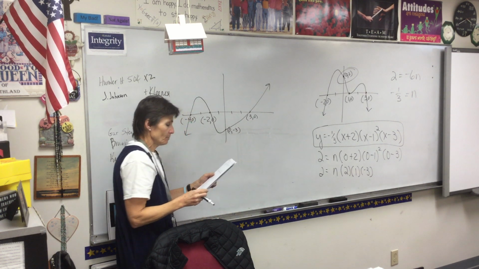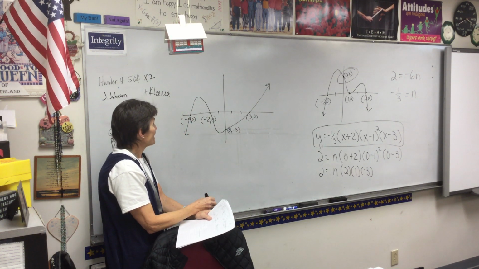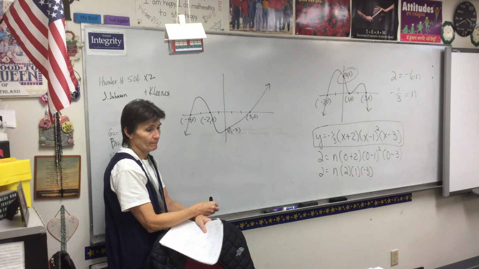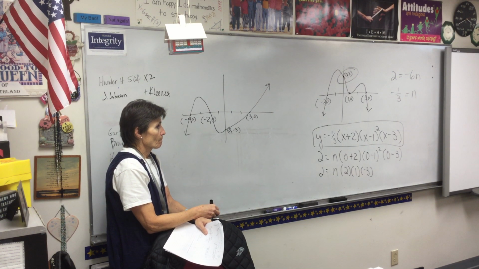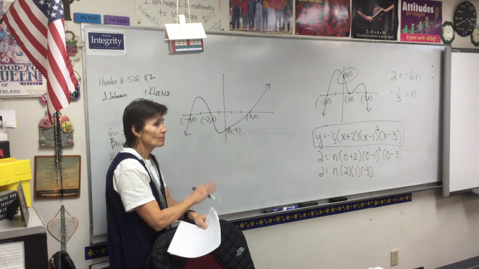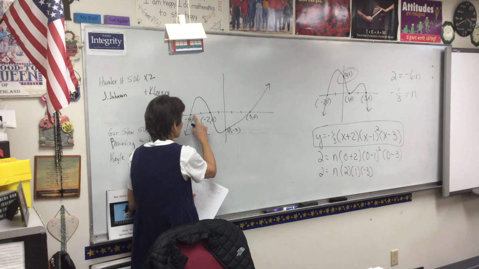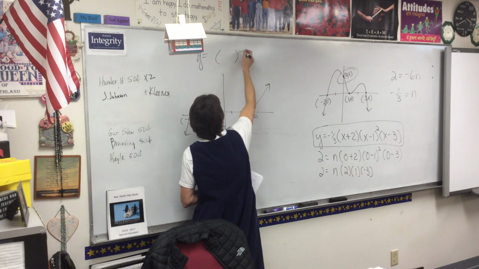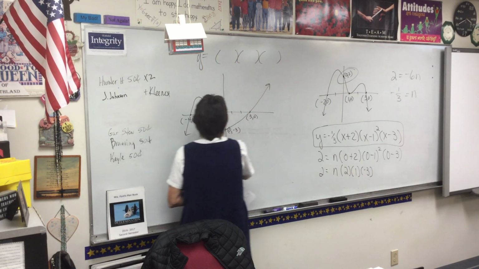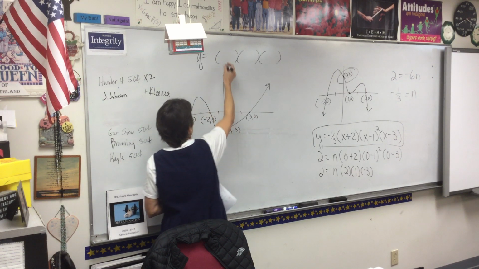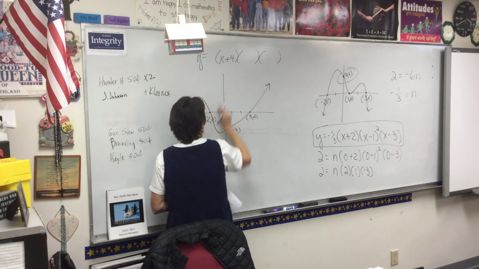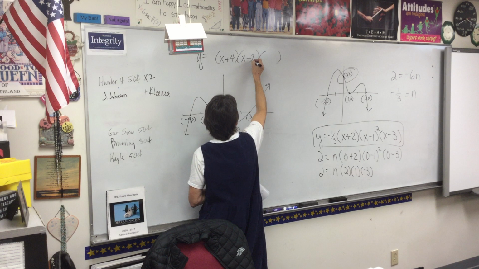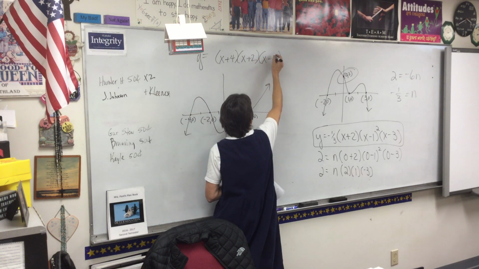All right, here we go. We're going to write the equation. So start with the basics, and the basics are right here, those x-intercepts. So what are you starting with? X plus 4, plus 2, minus 3. Perfect.